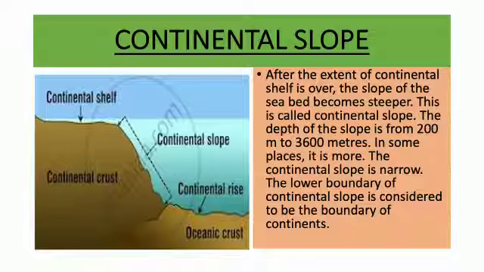So children, the steep slope of the seabed beyond the extent of continental shelf is called continental slope. The depth of the continental slope is from 200 meters to 3600 meters below the sea level. The lower boundary of the continental slope is considered as the boundary of the continent.